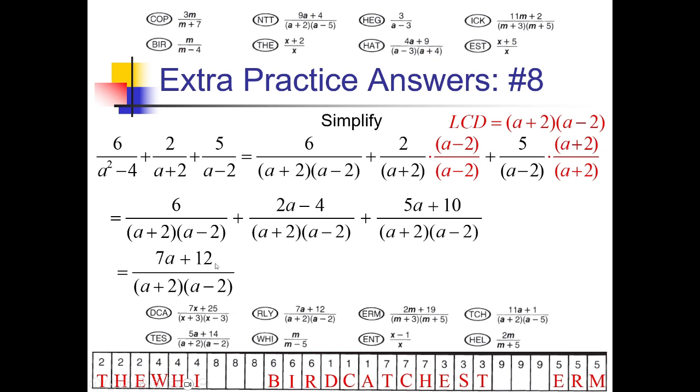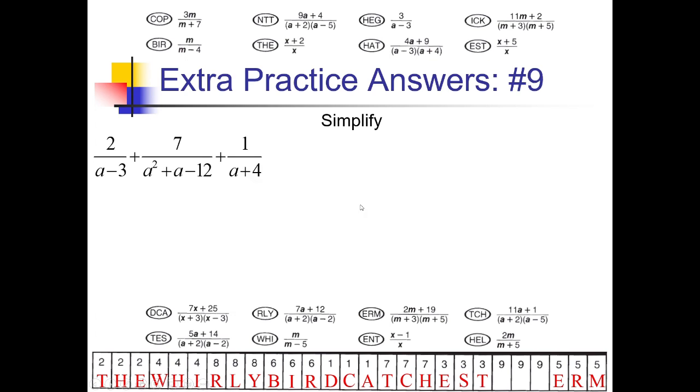So that means that I just have to look for this answer. 7a plus 12, let's see if I can even find that. Where is it? 7a plus 12, right there, right down there. And then I have the same denominator, so I have an RLY going in the 8 boxes. RLY. And then that's it. On to the last problem.